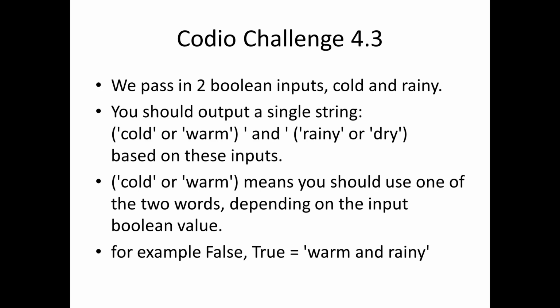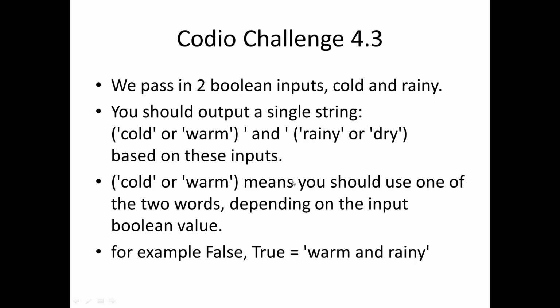Let's talk now about Code.io Challenge 4.3. Here, we're given two Boolean inputs, cold and rainy. These are actually Boolean variables, as you'll see in the code in a moment. Boolean variables can only be true or false. Your program should output a single string, whether it's warm, cold or warm, or rainy or dry, based on the inputs.